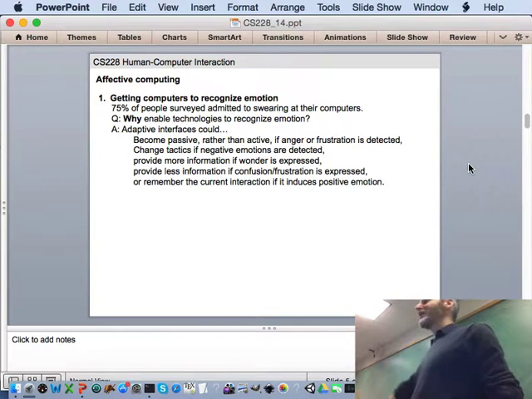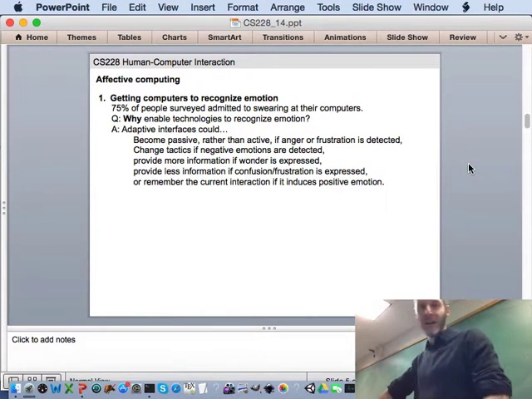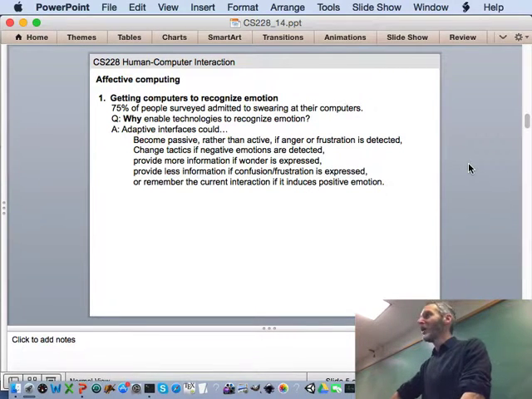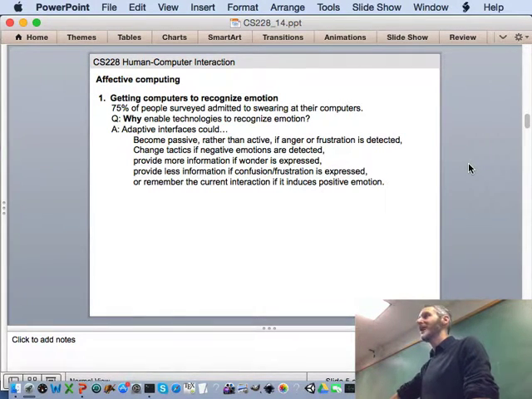Okay, so again, the question is, what should your system do when it recognizes these various emotions? So in your system, maybe frustration is the main thing you're going to focus on. One of the first things your system should do is stop, right? Whatever it's trying to do, whatever it's trying to teach you, if you're frustrated, the system should stop and become a little bit more passive and hand control back over to you, right? Sorry, I didn't understand what you were trying to do. What would you like to do next, right? So what does it mean for the system to become passive? Again, change tactics, do something else.